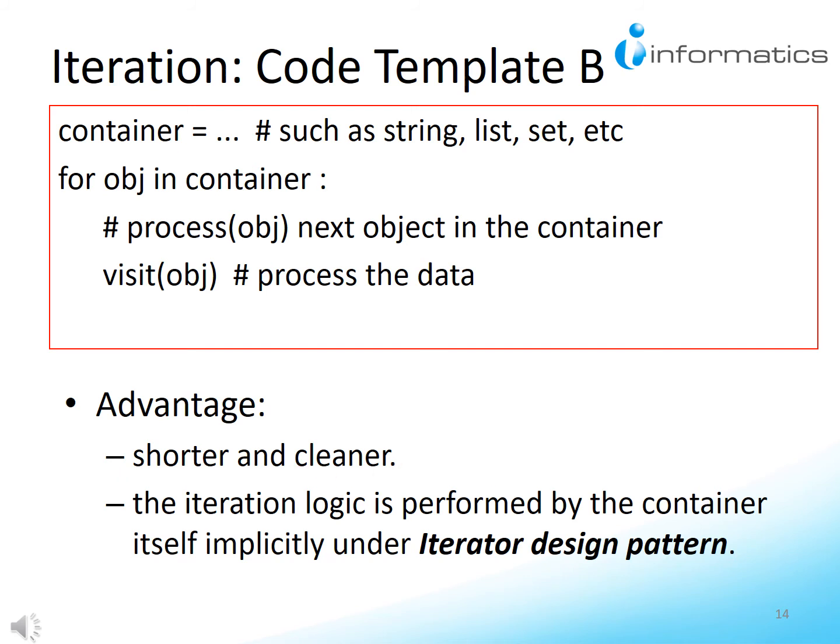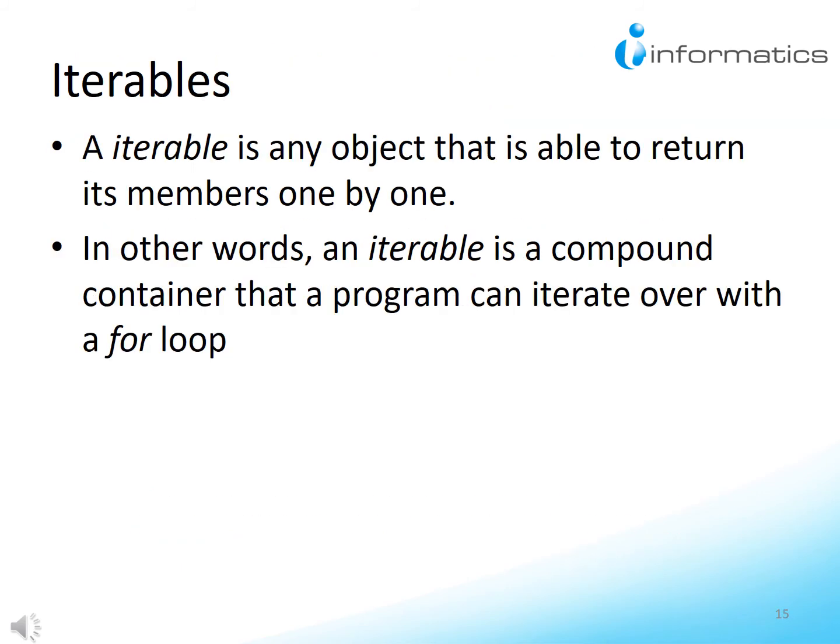3. The iteration logic is performed by the container itself, implicitly under the iterator design pattern, which makes use of the concept of iterables. An iterable is an object that is able to return its members one by one. In other words, an iterable is a compound container that a program can iterate over with a for loop. Any iterable can be used in place of the container in code template B.